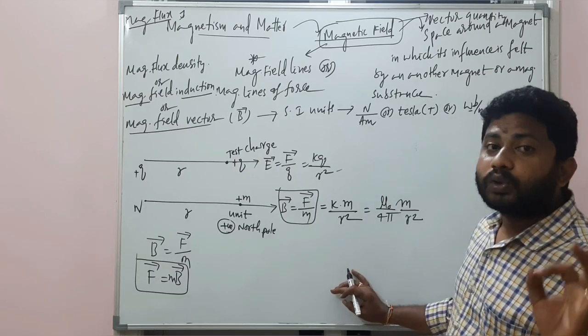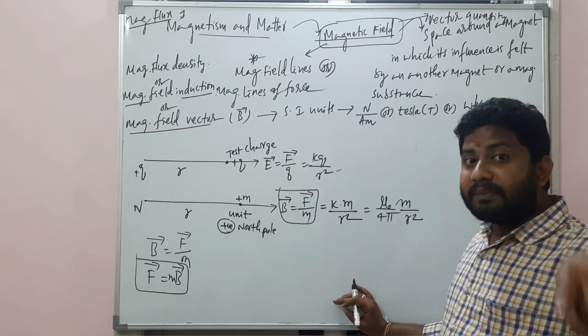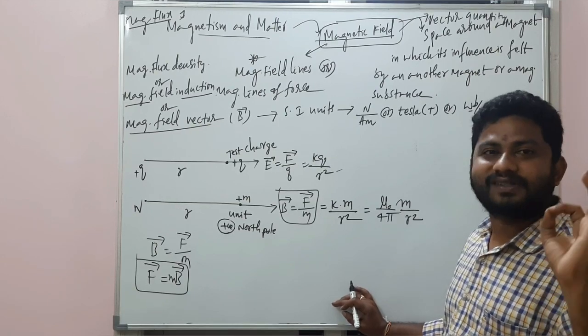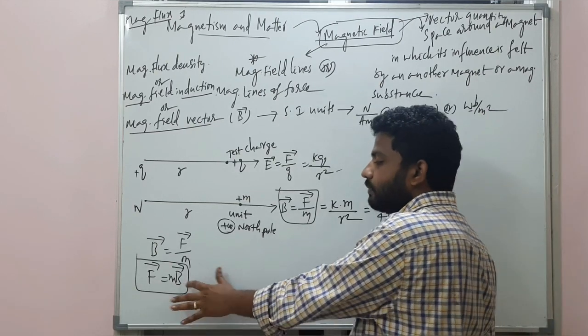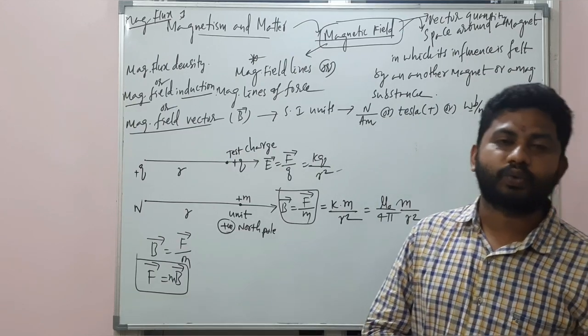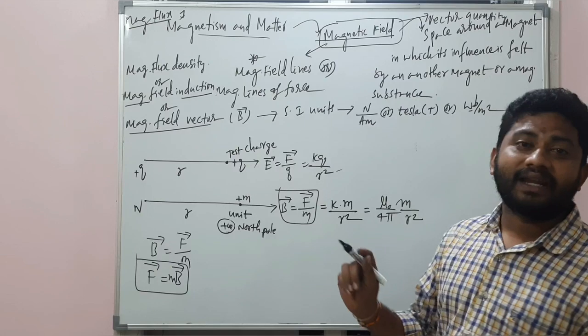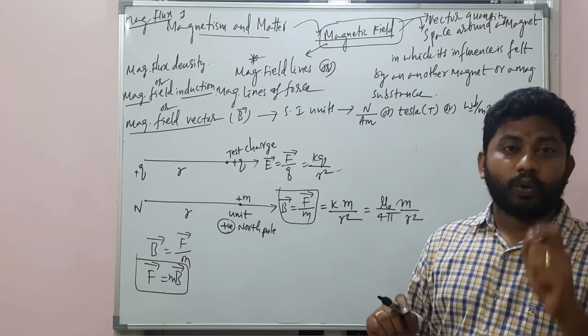Small m is the pole strength. Capital M is the magnetic dipole moment. No confusions. Okay, small m is what? Pole strength. And what is B bar? B bar is the magnetic field due to a magnetic pole.